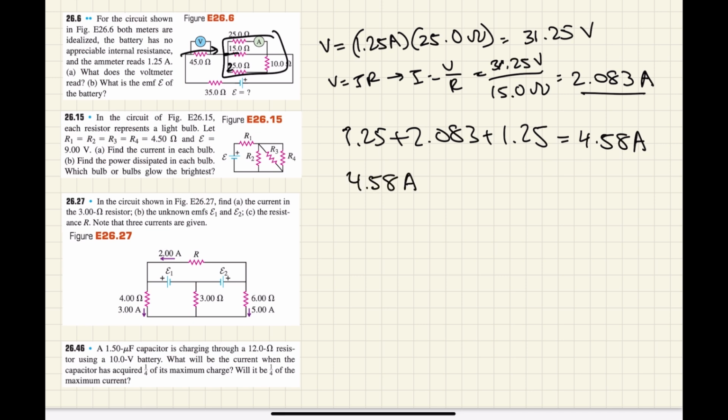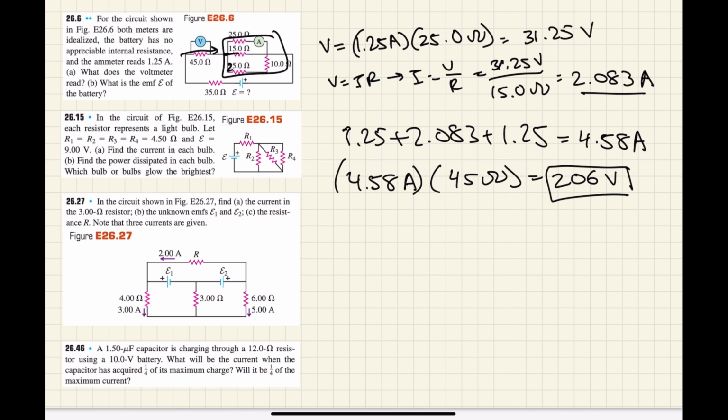And we know I times R is the voltage. So the resistor is 45 ohms. And so you multiply those to get the voltage, which turns out to be 206 volts. And so the voltmeter will read that as 206 volts. And then B, what is the EMF of the battery?